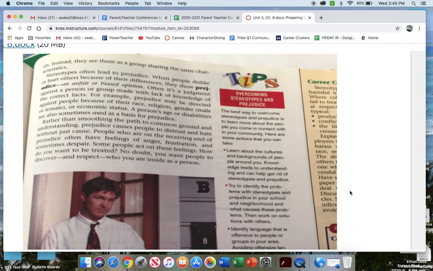Okay, next paragraph says stereotypes often lead to prejudice. When people dislike or hurt others because of their differences, they show prejudice, an unfair or biased opinion. Often it's a judgment against a person or group made with lack of knowledge.